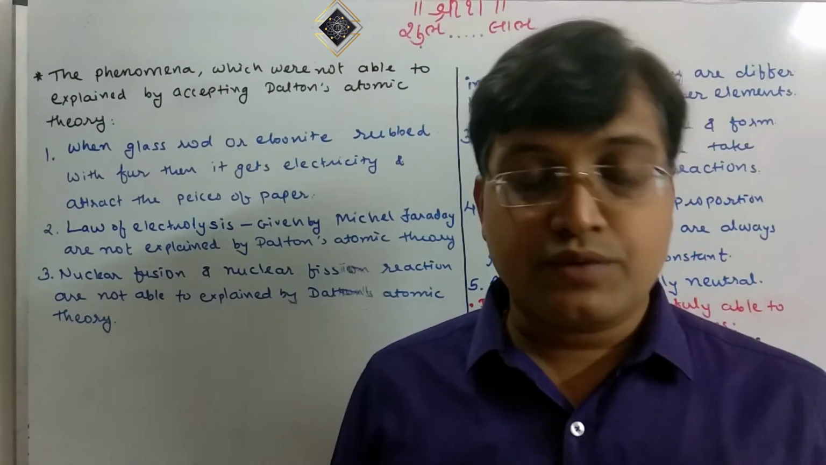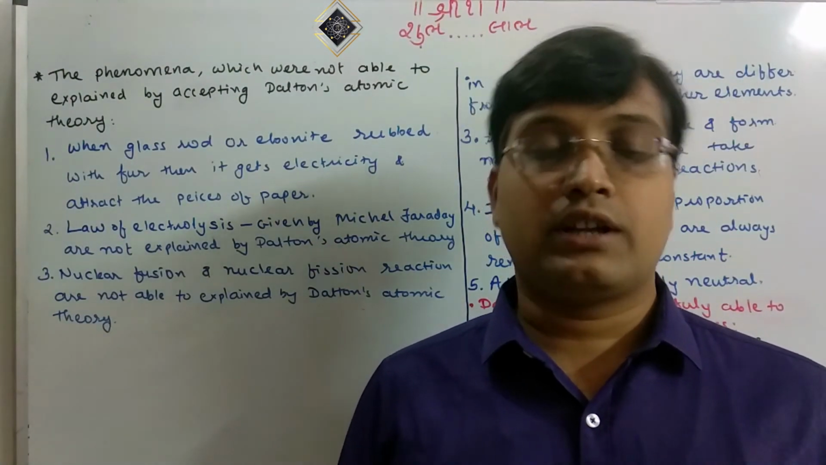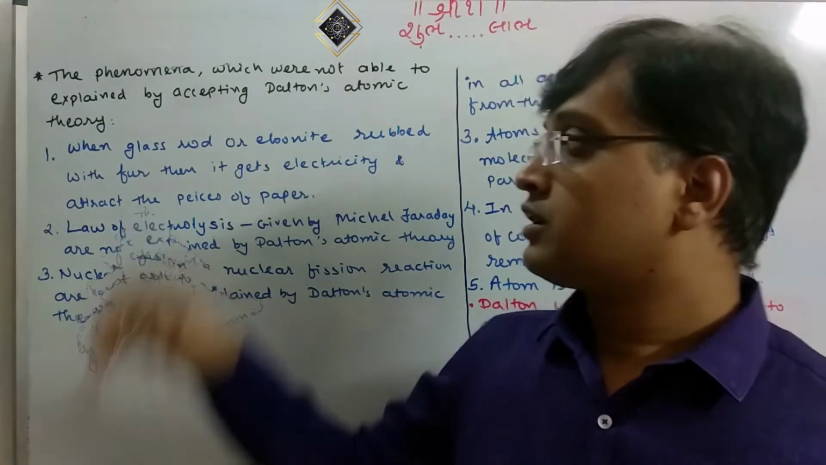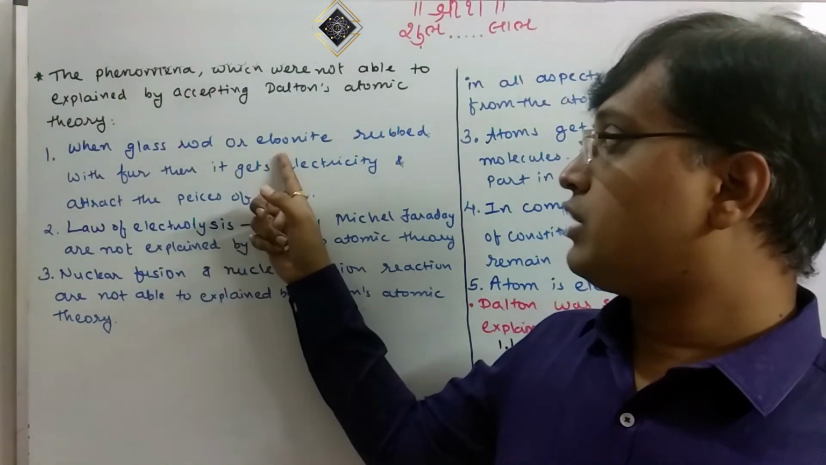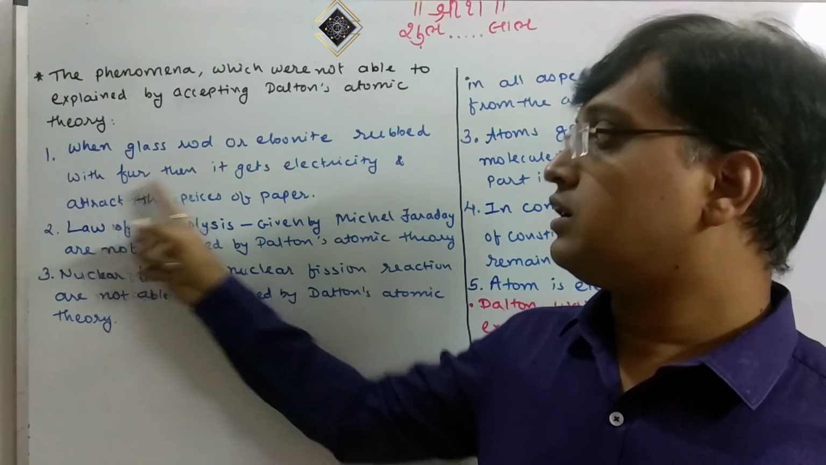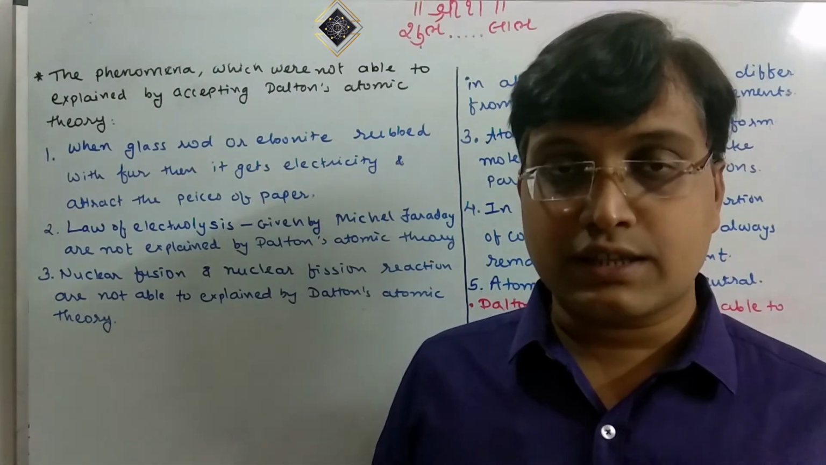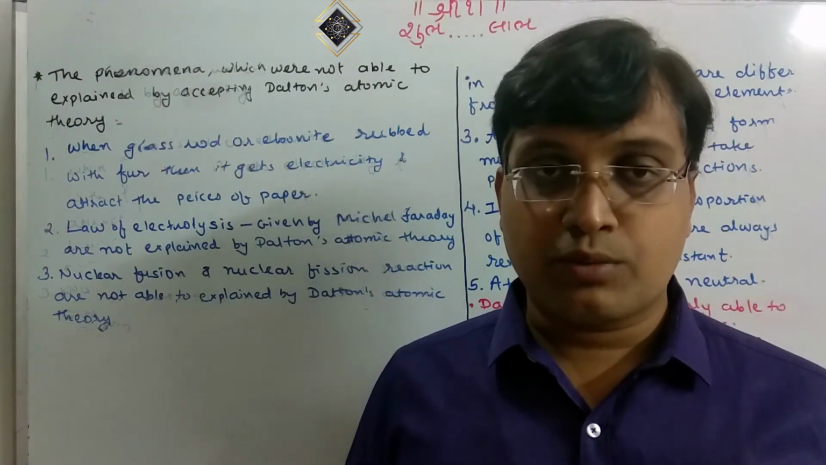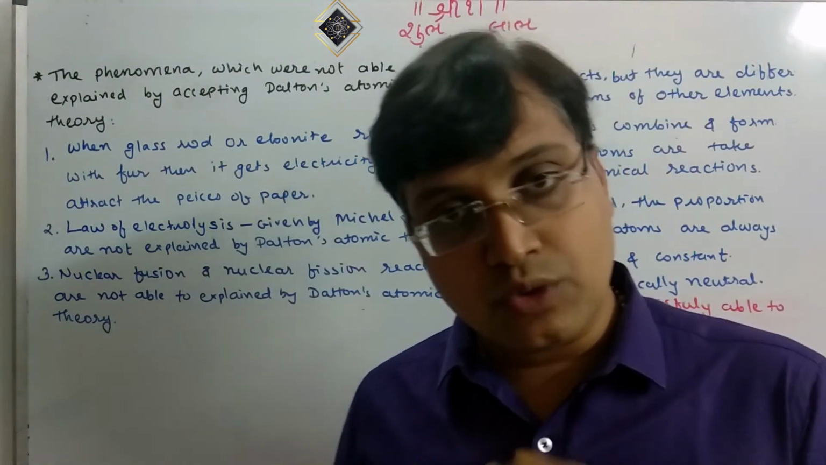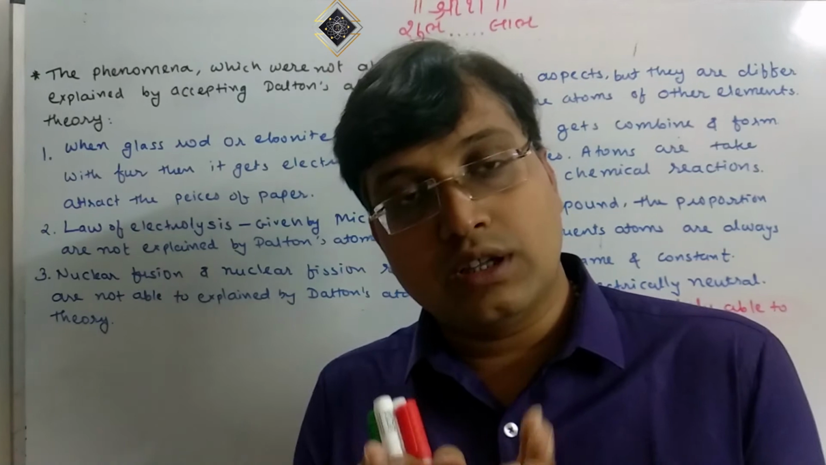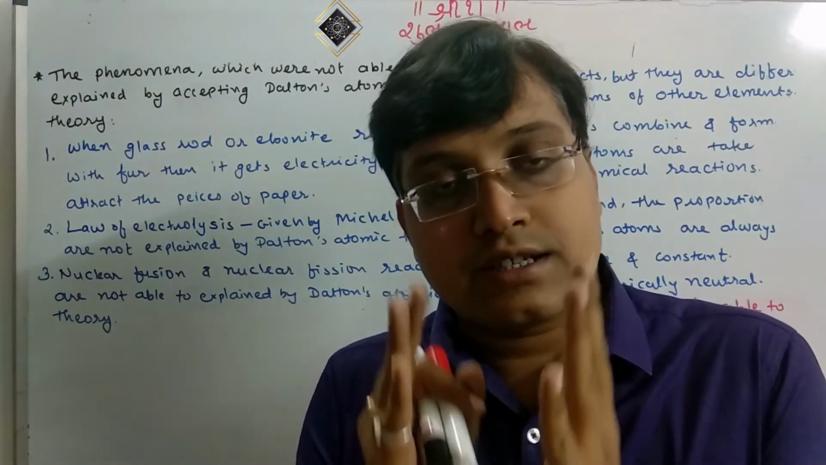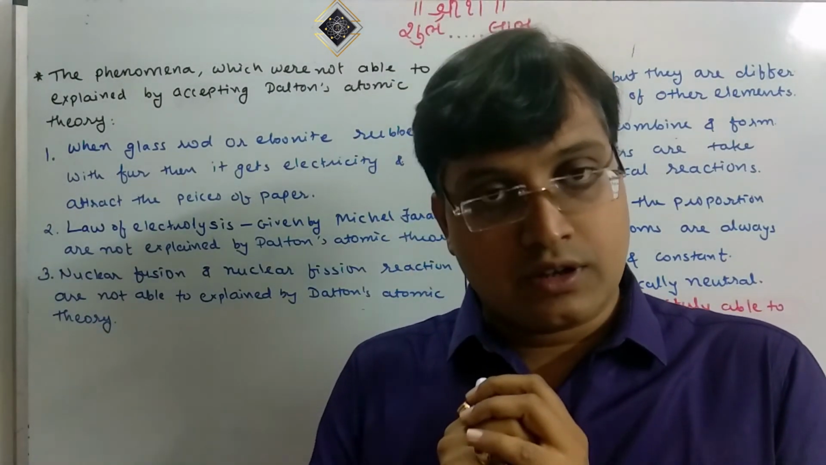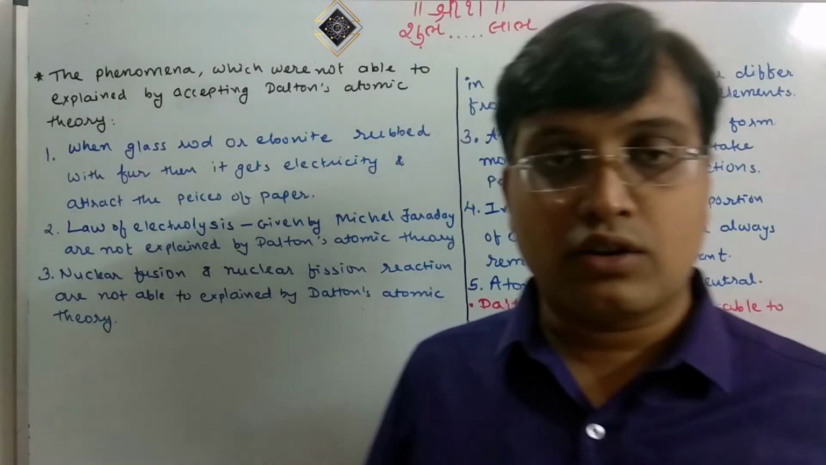The phenomena which were not explained by accepting Dalton's atomic theory are: the first, when a glass rod or ebonite is rubbed with fur, it gets electricity. That was not explained by Dalton's atomic theory. How can we say that? According to Dalton's atomic theory, the atom is electrically neutral, and if it is neutral, then how can it get electricity? Clear? So that phenomenon cannot be explained.